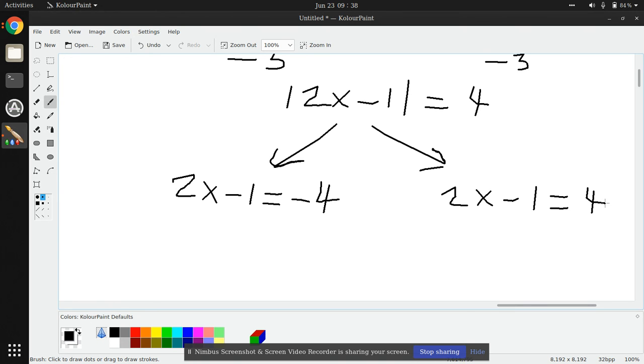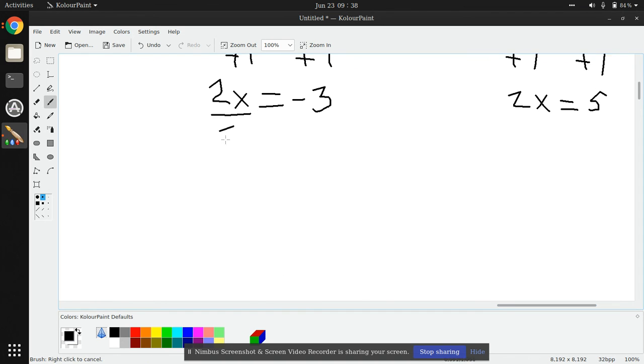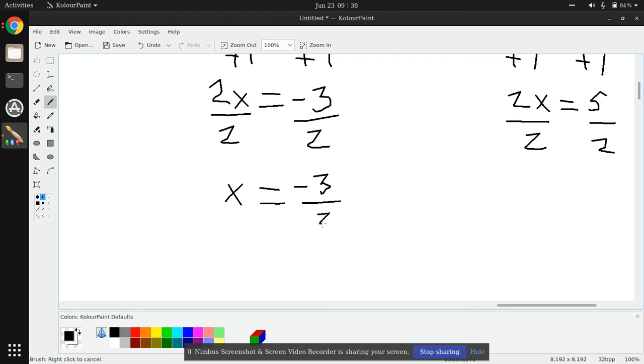To solve, add 1 to both sides of both equations. And then divide both sides of both equations by 2 to give you the final answers of x equals -3/2 and x equals positive 5/2.